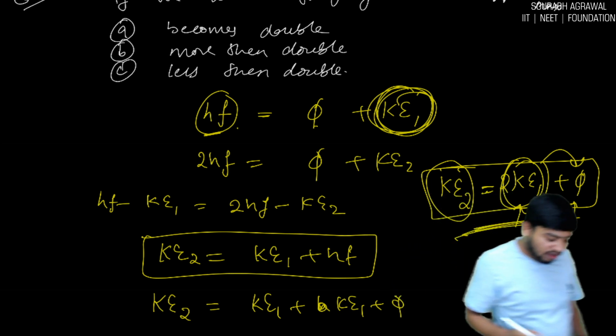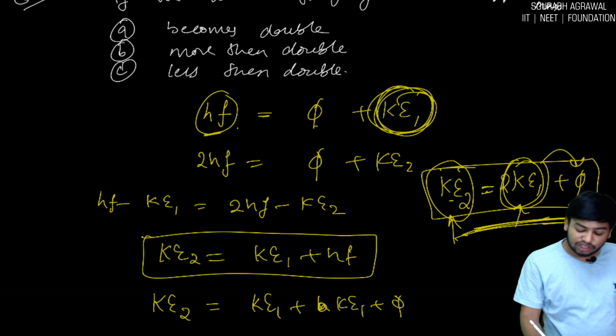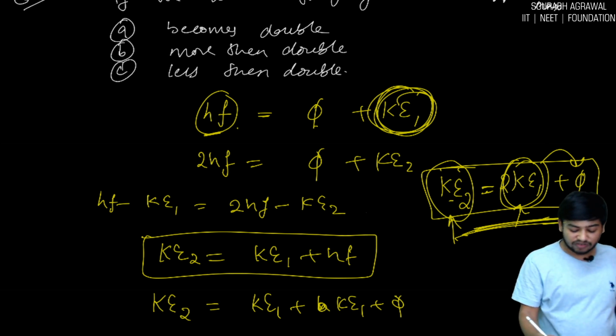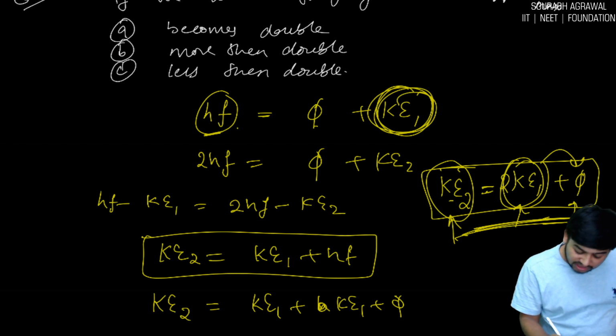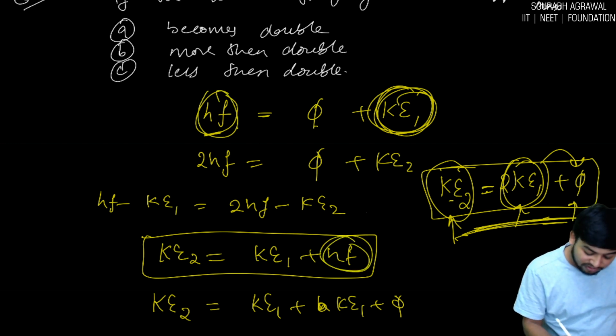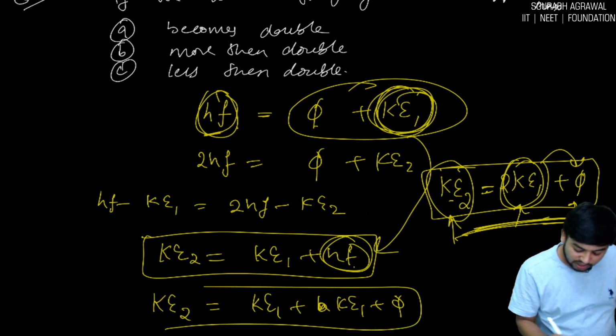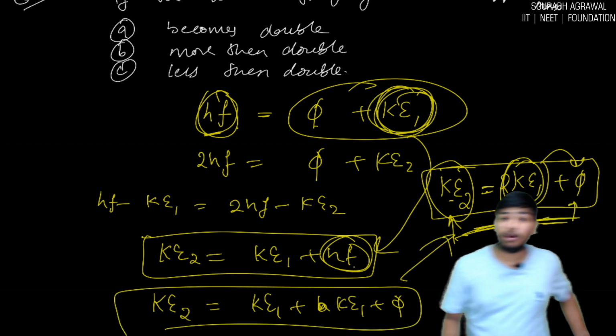So now it is simple: kinetic energy 2 equals 2 times kinetic energy 1 plus phi. Here what I have done is, I have written hf. What is hf? Phi plus kinetic energy 1. This value I have kept here, so I got the answer. Are you getting my point?